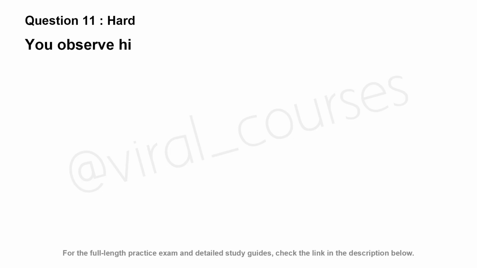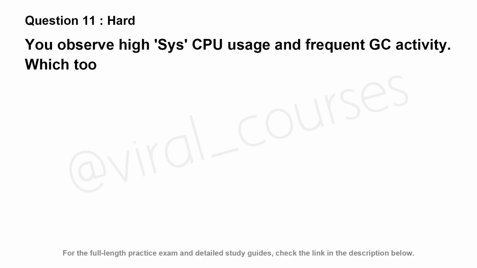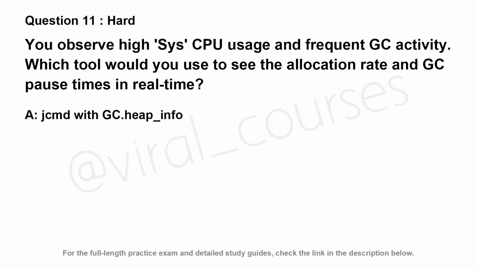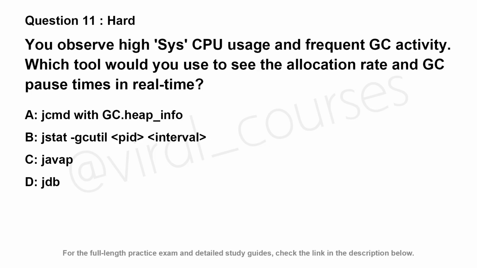You observe high sys-CPU usage and frequent GC activity. Which tool would you use to see the allocation rate and GC pause times in real time? Option A. jcmd with GC.heap_info. Option B. jstat -gcutil <pid> <interval>. Option C. jmap. Option D. jdb.